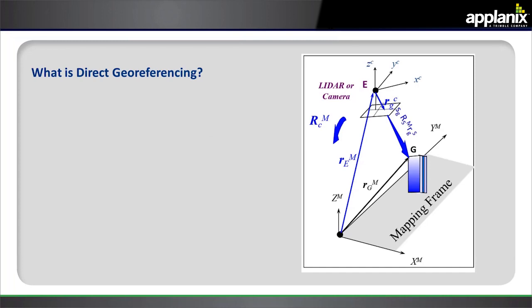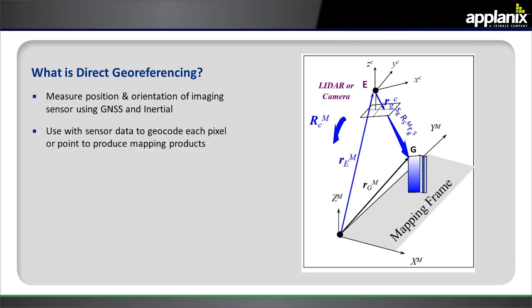So what is direct georeferencing? Well, as the name implies, we measure position and orientation of an imaging sensor, and we use that to directly geocode each pixel or point from an imaging sensor in real-world geographic coordinates. The imaging sensor can be LiDAR or a camera. The technique is pretty much the same.